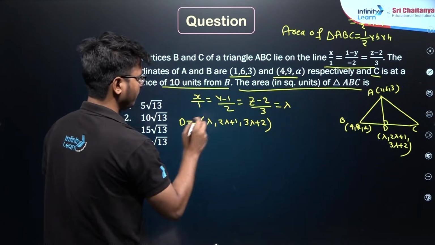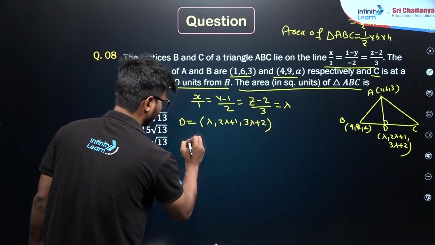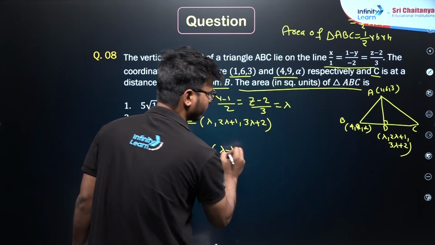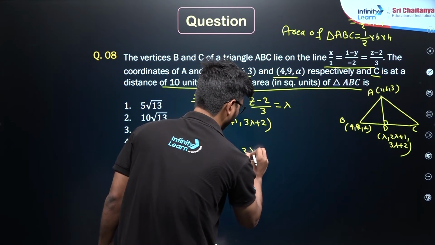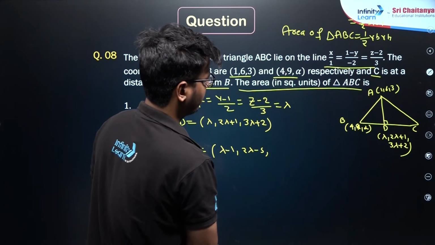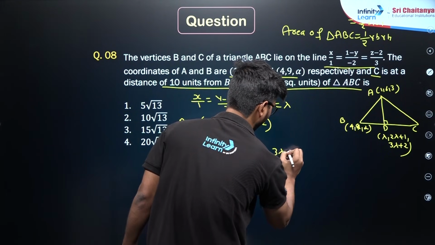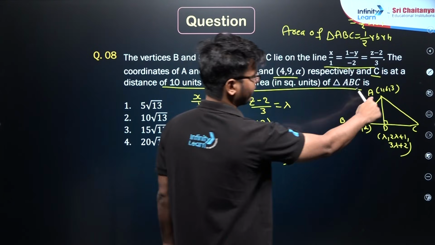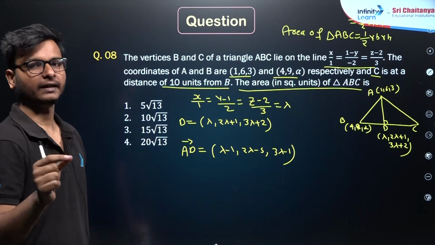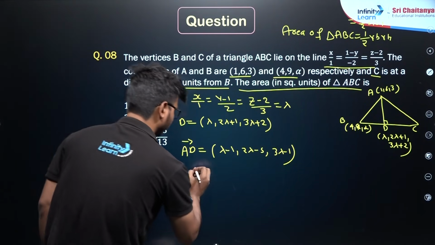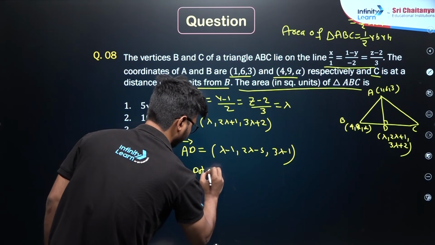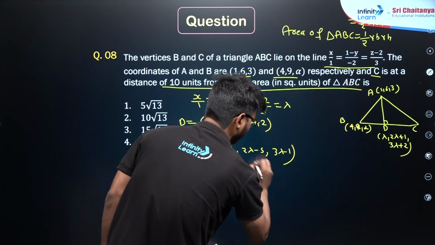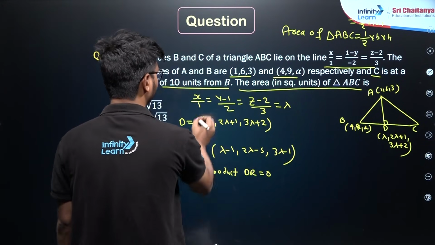Okay, now I can find the vector AD. So vector AD will be lambda minus 1, 2 lambda minus 5 and 3 lambda minus 1, correct? Now we got the vector AD. Now if you observe, this line is perpendicular, which means the dot product with the direction ratios is going to be 0. So I can write the dot product with the DR must be equal to 0. So from here I can write the direction ratios are 1, 2 and 3.